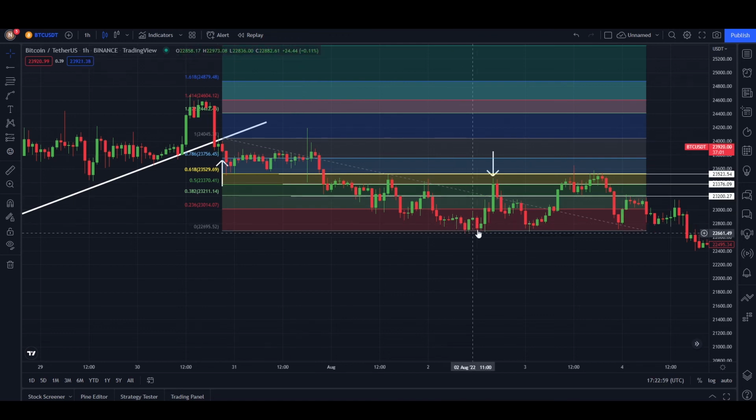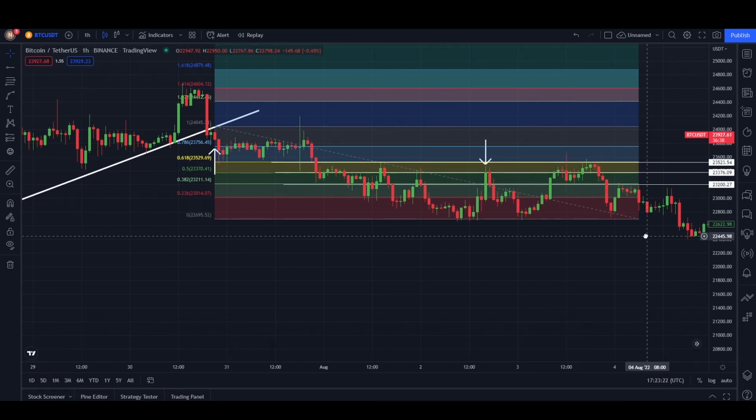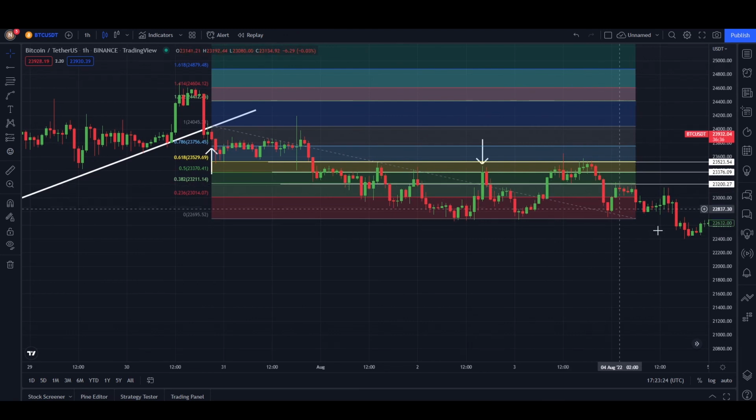Now let's take a look. After this sign, we would sell here, we would sell here, and then right here at the highest price possible. And then, as you can see, the price went down. This is how you can use Fibonacci retracement as a professional.